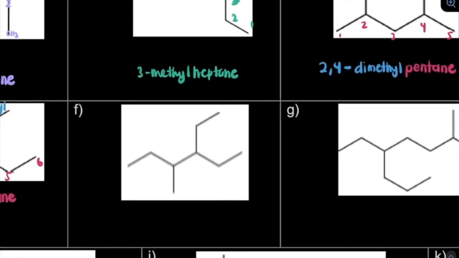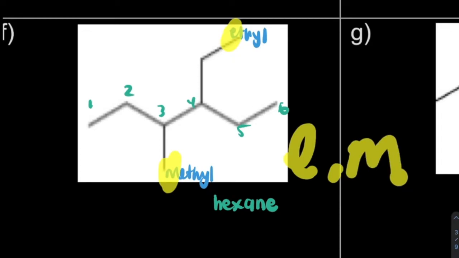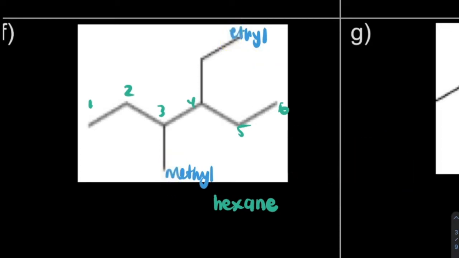So, for F pula, again, the longest continuous chain adalah 6 carbon. Okay, but then dia punya substituent, satu methyl, satu adalah ethyl. Okay, if I use the green one, the name would be mana dulu? E ke M. So, if you buy unsure, nyanyilah lagu ABC song. So, mesti ethyl dulu. So, dia adalah 4 ethyl 3 methyl hexane. Okay, if this is the green one lah.